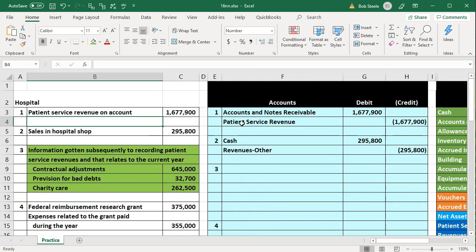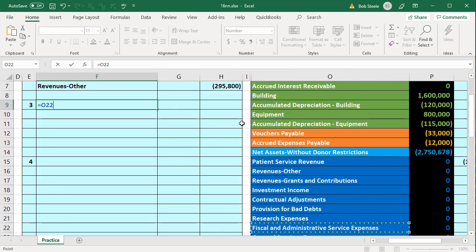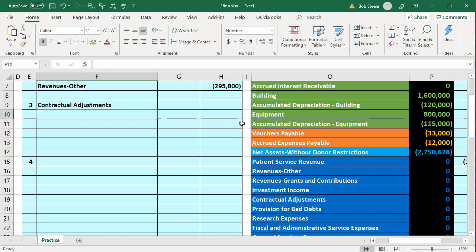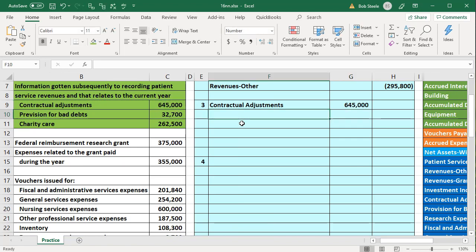All right, so we're going to record those. We're going to do this with one transaction. So we're going to first think about the contract adjustments. So we're going to look for the contract adjustments. We're looking for the expense account. So we're going to scroll down. We're going to pick up the contract adjustments and enter. That's going to be for, we're going to say the 645,000 and enter. And then now we're going to pick up the expense accounts first.